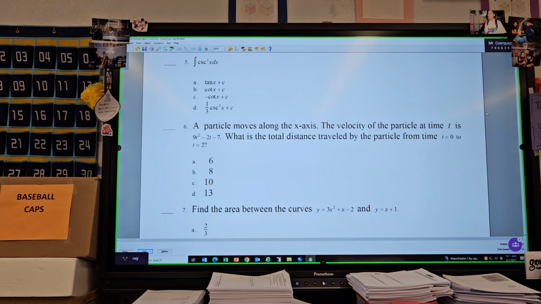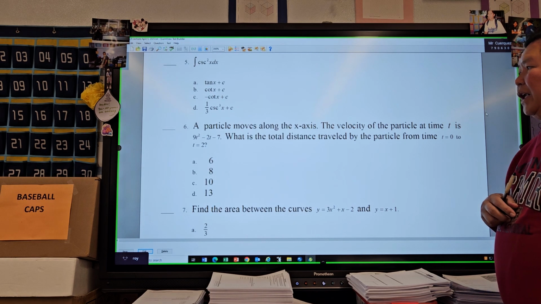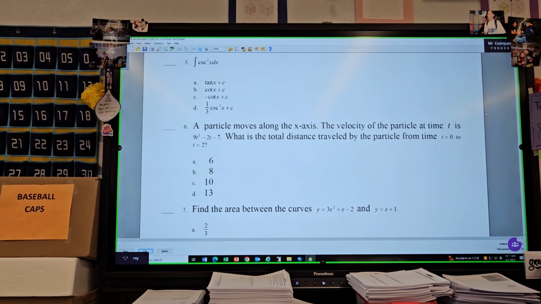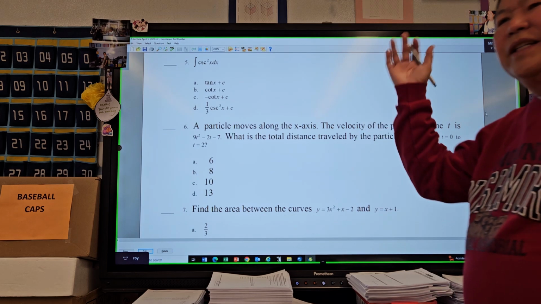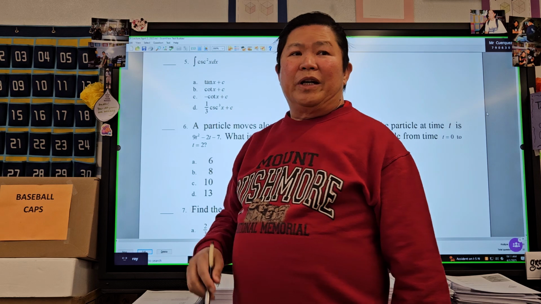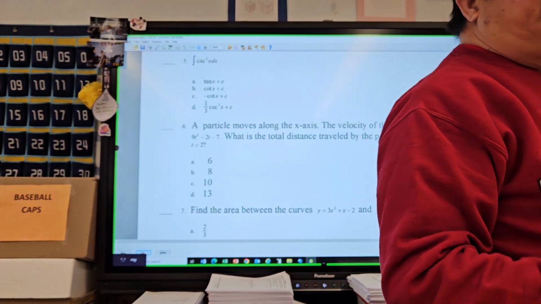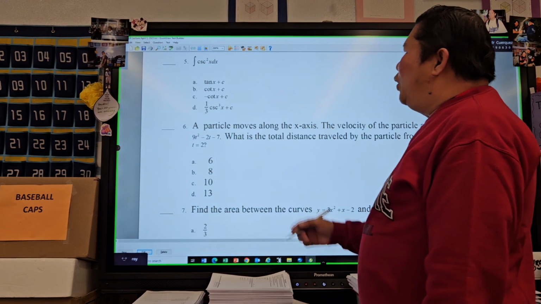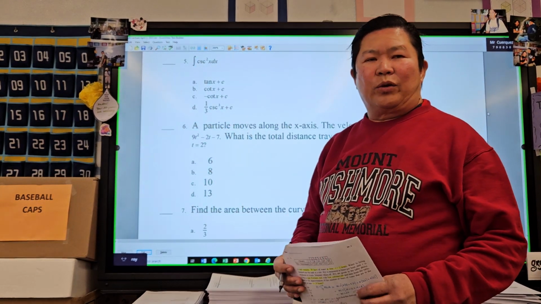Okay, number 5. Remember that is indefinite integral. So what is indefinite integral? There must be a c, right? Plus c all the time. Now, what do you notice? What is given, guys? Cosecant, right? Now, what did I say last time? If it is c, there must be negative. All c's are negative. So, what is the derivative of cosecant squared?